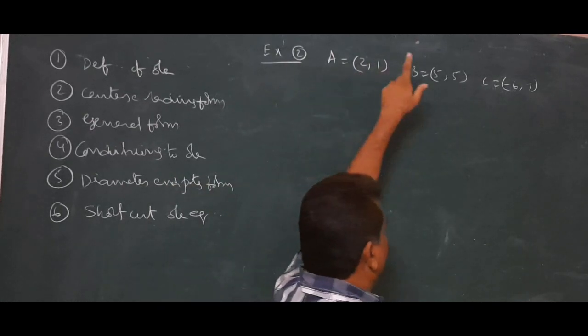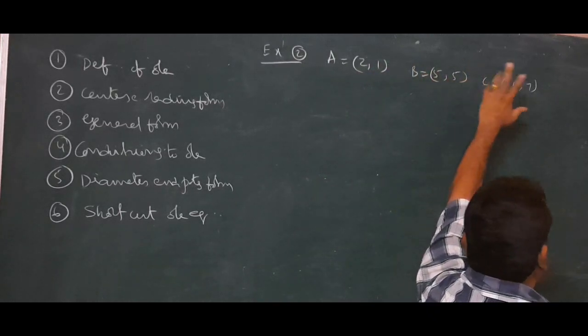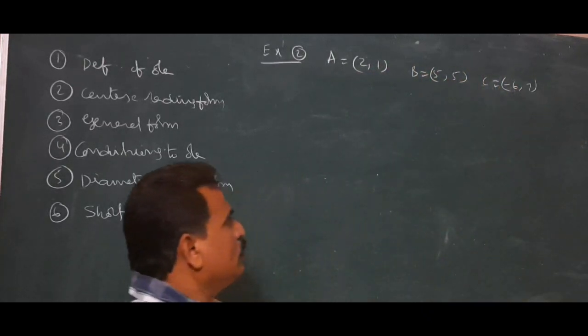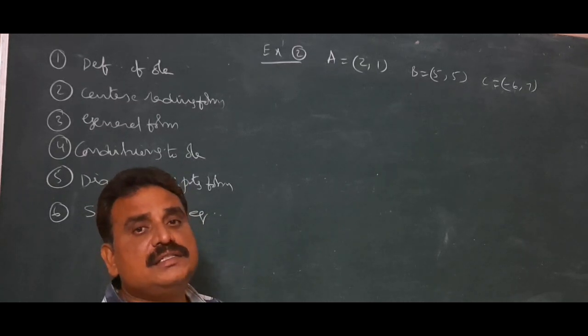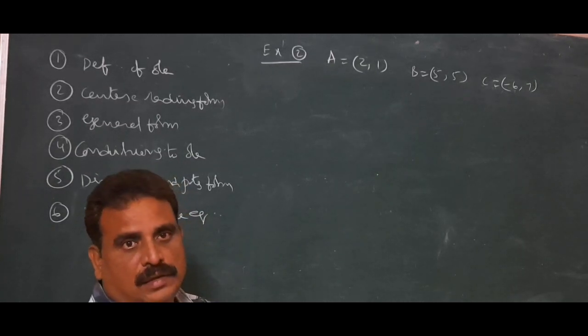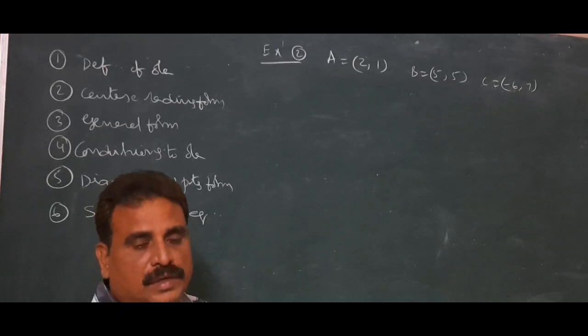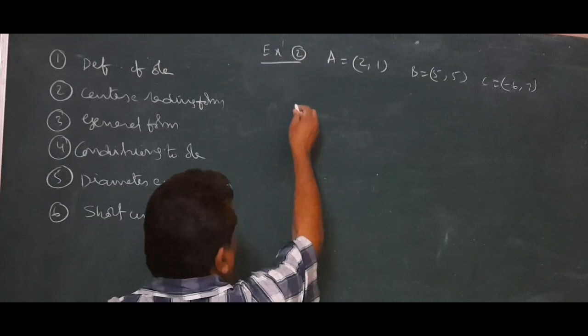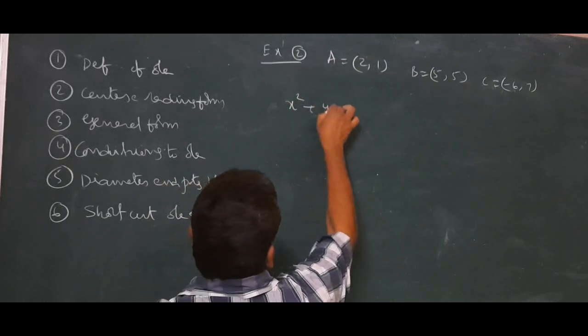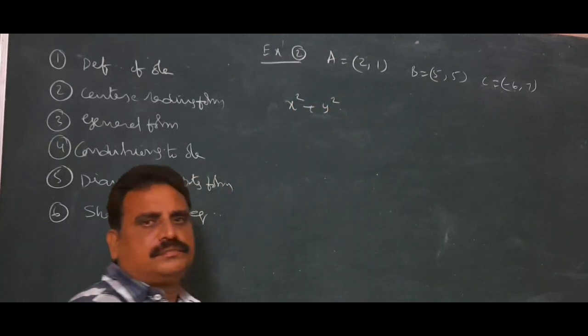A(2,1), B(5,5), C(-6,7). These are the 3 points. Find the equation of the circle passing through these 3 points by the shortcut method. Listen carefully. We have to write down the circle equation having diameter endpoints, that is x square plus y square.